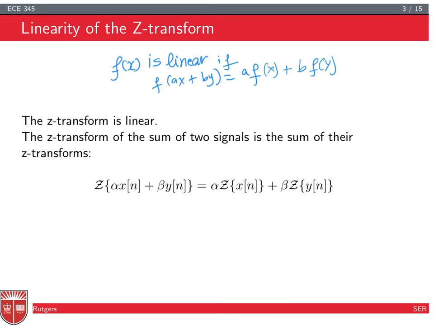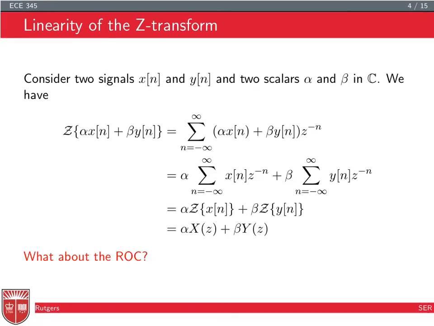Or you can also say in a more general way that the Z-transform of a weighted sum of two signals is the weighted sum of their Z-transforms. So here it's written in this way: the Z-transform of a signal alpha times x of n plus beta times y of n, where alpha and beta are scalars, complex numbers, is alpha times the Z-transform of x of n plus beta times the Z-transform of y of n. The linearity property follows immediately from the definition, as it's done here.